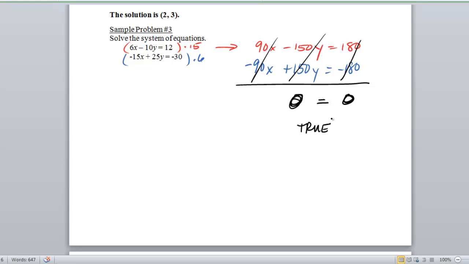And if the equations are exactly the same, that means that they share all the points on the line. And so if they share all the points, they're technically sharing all the solutions. So that means that there is an infinite number of solutions to this particular equation or system of equations.